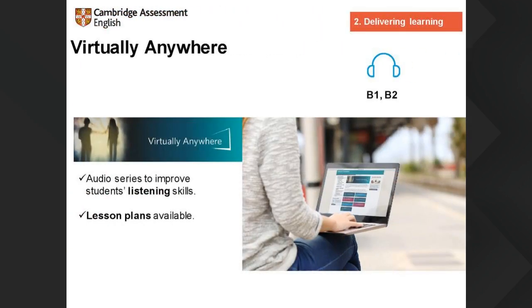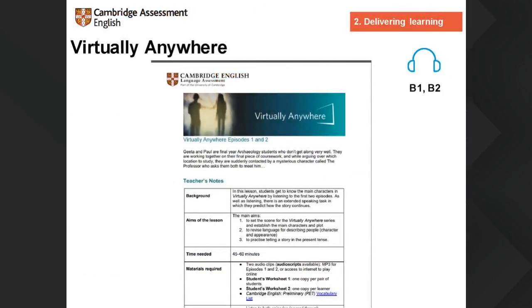Okay, on to listening. What's this, Victoria? Virtually Anywhere is our audio series to help our students improve their listening skills. It is suitable for B1 and B2 mainly. You will see now that there are lesson plans available just for you to adapt to your situation and to your students, with the time, of course, the objectives, and the material that you will need. How many episodes are there, Victoria? There are 7 episodes. Okay, nice.